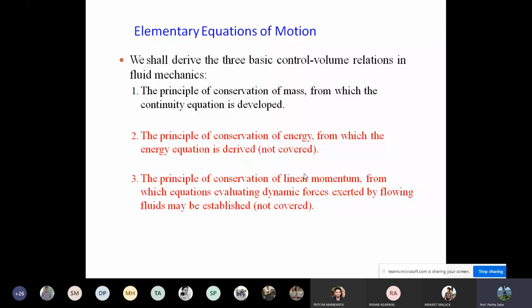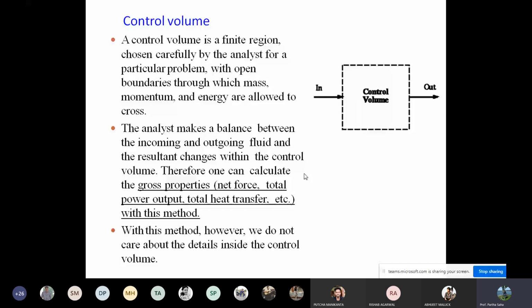The principle of conservation of energy, from which the energy equation is derived, is not covered in the syllabus. And finally, the conservation of linear momentum, from which an equation evaluating the dynamic force exerted by the flowing fluid may be established. So let's look into the control volume. The control volume is a finite region in which we consider some parameters coming in or going out. It has some open boundary through which mass, momentum, and energy are allowed to cross. So that can be mass transfer, energy transfer, or momentum transfer.